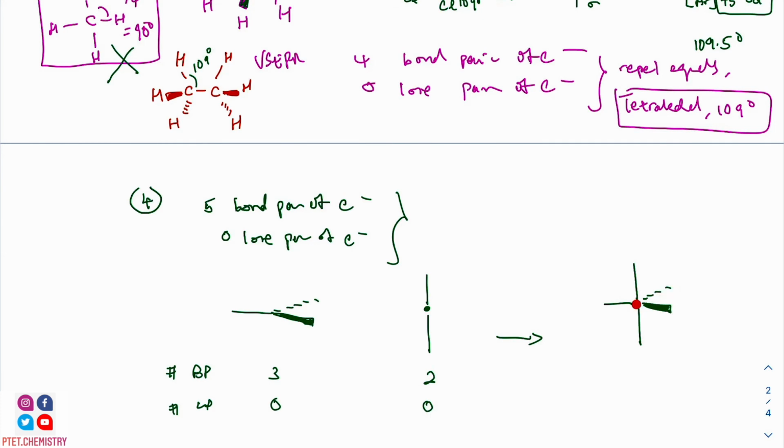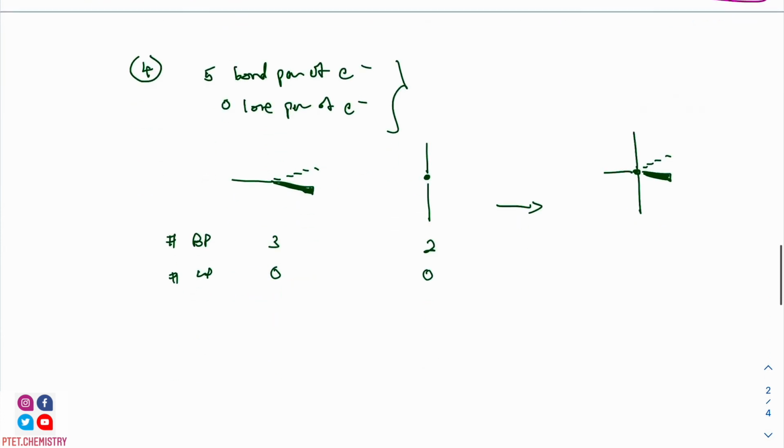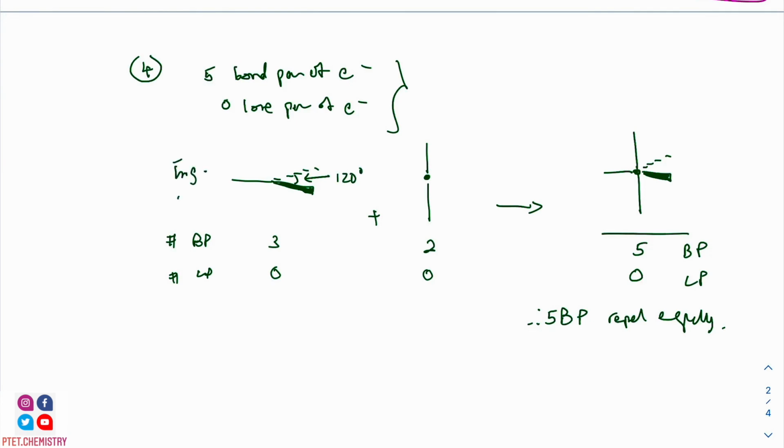So we have a central atom bonded to 5 substituents, where if I add them together, a linear combination of both, I'm going to have 5 bond pairs and 0 lone pairs. That is when the bond pairs repel equally. Therefore, the 5 bond pairs repel equally. And you can immediately see that previously you have that as 120 degrees. This is your trigonal planar. This was your linear with 180 degrees.